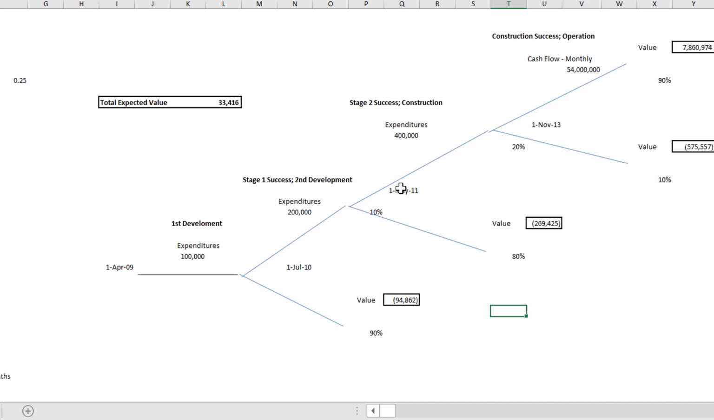And then you get to the second stage, and now there's an 80% chance of failure, and you've spent some money in the second stage, and this is how much you get. And then you go to the third stage and you look at the probability of success and failure, which I didn't do very well, and you can get the kind of ending value. These are options to cancel.